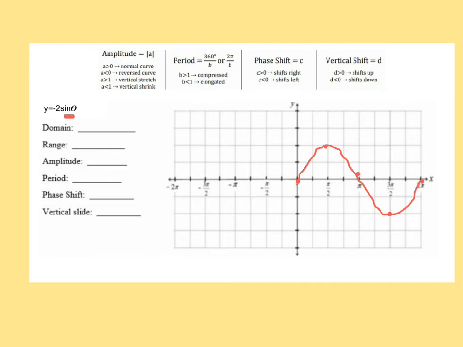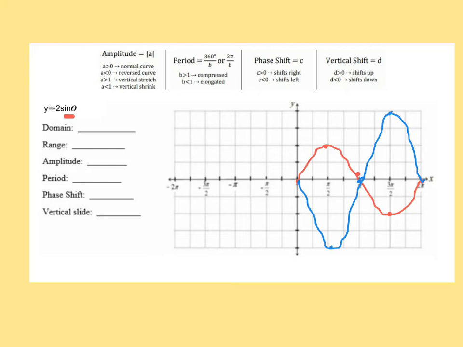But now we're going to multiply everything by negative 2. 0 times negative 2 is still 0. But that 1 times negative 2, that now becomes negative 2. 0 times negative 2, still 0. Negative 1 times negative 2, positive 2. And 0 still. Now when we connect our dots, we have basically the reflected and stretched version of our graph.